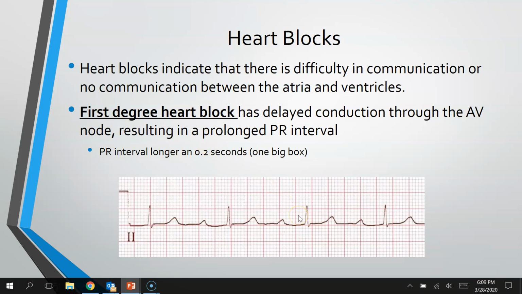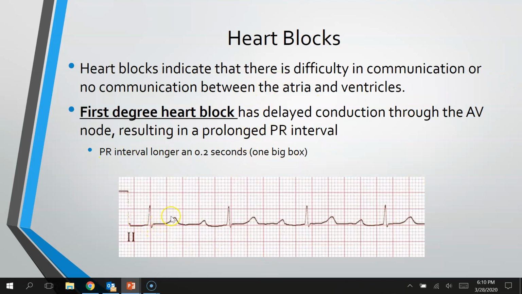Heart blocks are a little bit different, and sometimes they can be hard to identify on an EKG. The problem with heart blocks is there's no communication between the atria and the ventricles. So there is a major disconnect between the SA-AV node and the bundle of His and all those wonderful things. Okay? So a first-degree heart block has a delayed conduction through the AV node, which results in a prolonged PR interval.